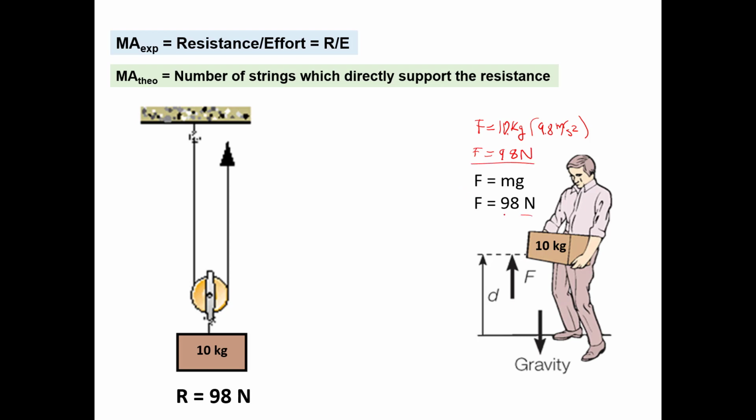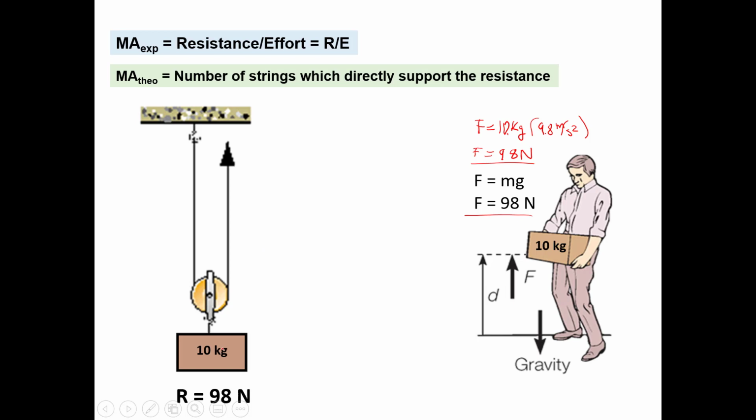And this is why we had here 98 newtons. Then this is the force we need to apply if we want to lift this object, 98 newtons. Then let's see what happens if we want to do the same thing, but now we want to use this simple machine, this movable pulley.